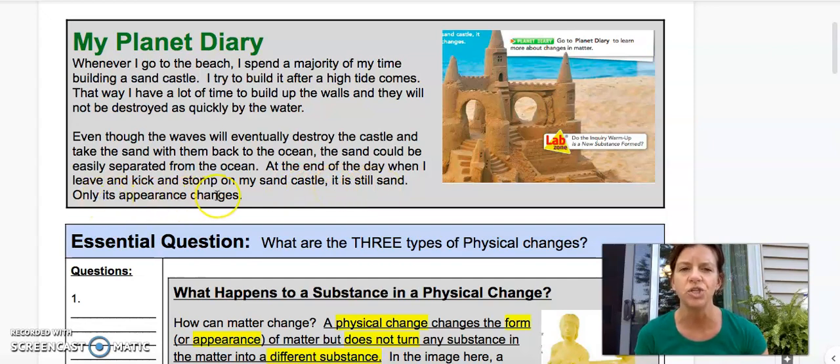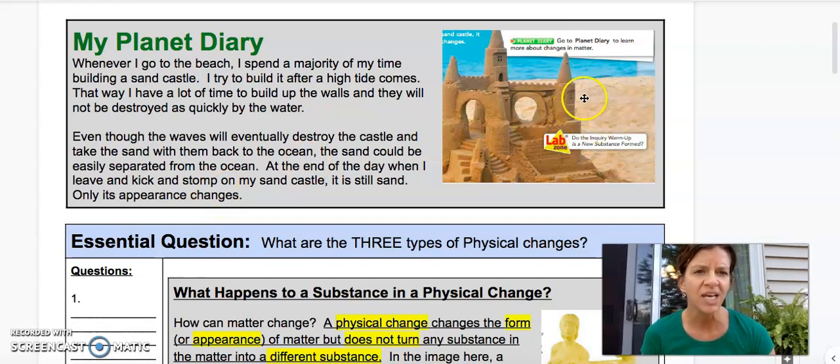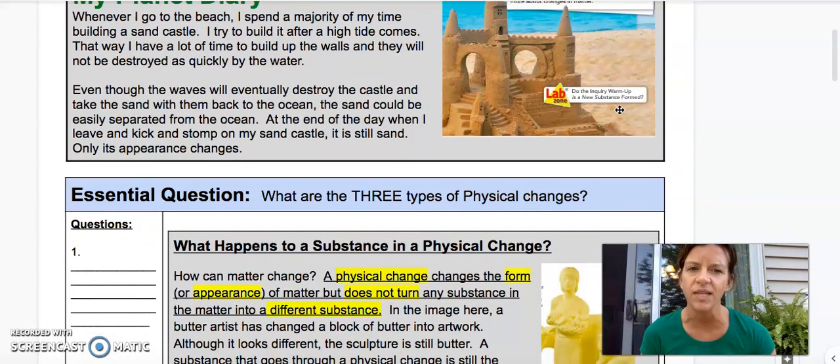Only its appearance changes. So what they're saying is a physical change is when you take matter or some stuff and change the shape. So here's some sand. This person changed the shape into a sandcastle shape, and now it is a castle. It's still sand, it just looks different. Okay, that's the key for a physical change. You change the way it looks, but it's still the same matter. Now we're going to talk about that word matter.